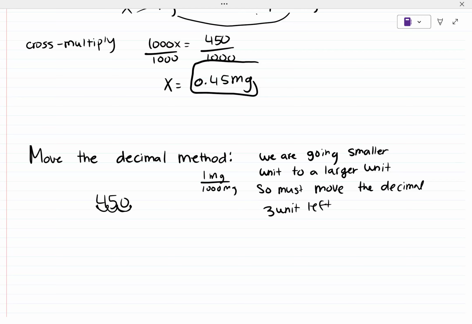1, 2, 3. Now you must include this leading zero, right? But do not include this trailing zero. And you get 0.45 mg.